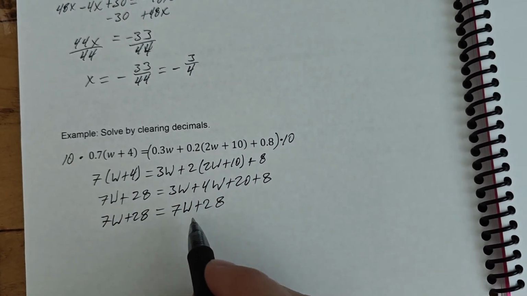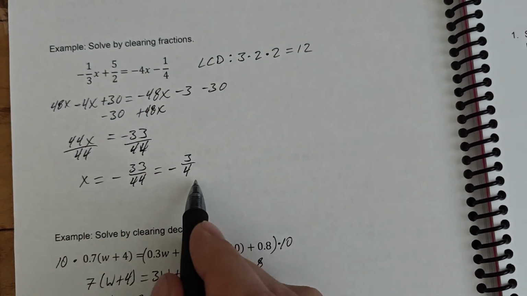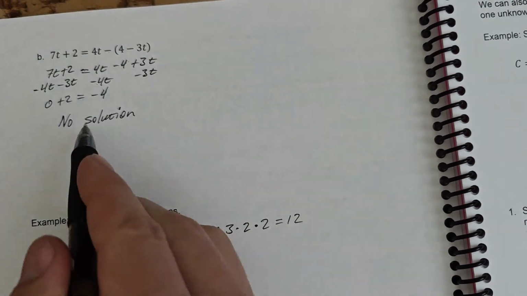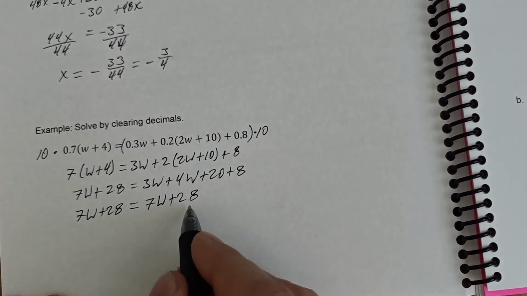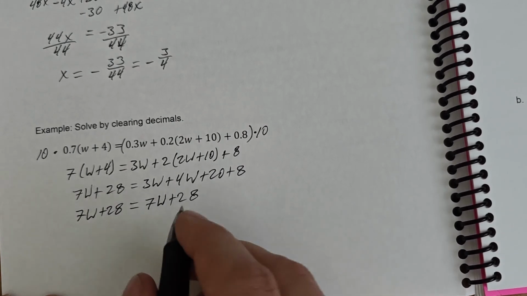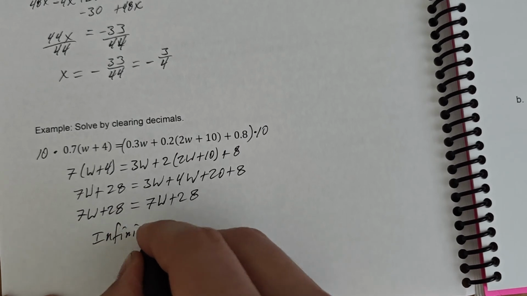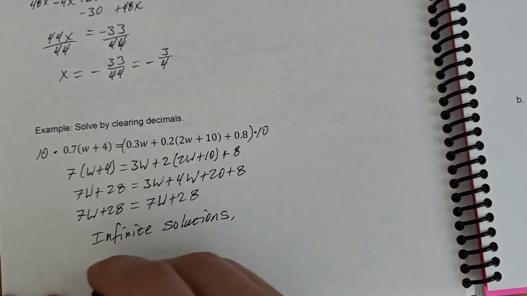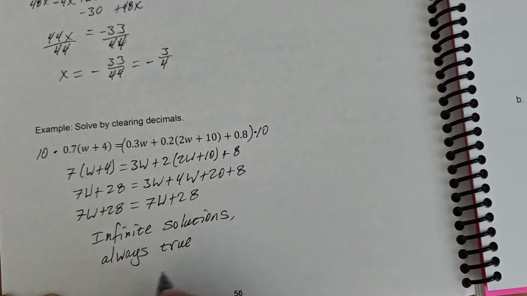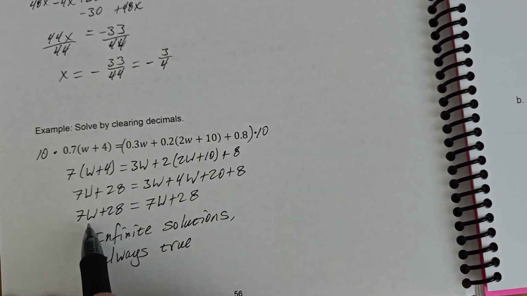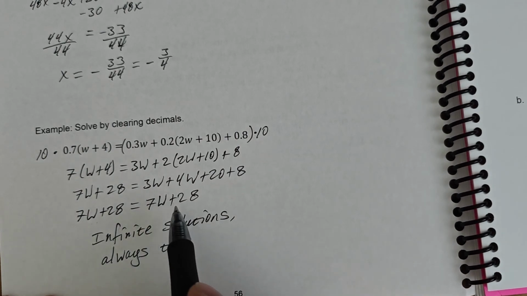If you reach a point like this, that tells you that instead of having one solution like we did right here, x is equal to negative 3/4, or instead of having no solution like we did right here, this 7w plus 28 equals 7w plus 28 says that you have infinite solutions, or always true. And the reason that we say that it's always true is no matter what value of w you put in over here, the left side is always going to be equal to the right side.